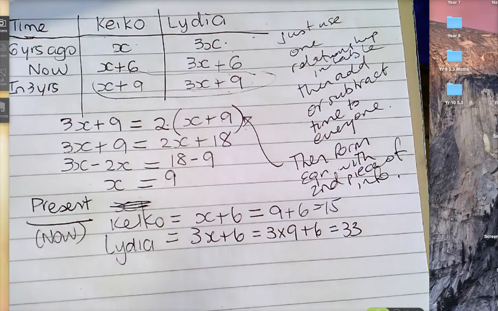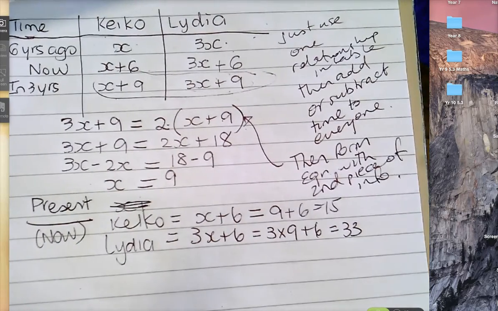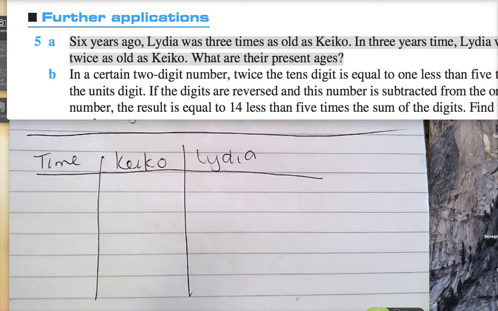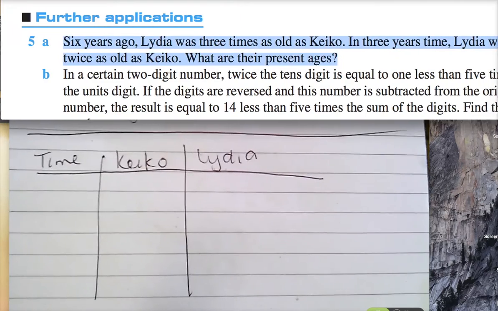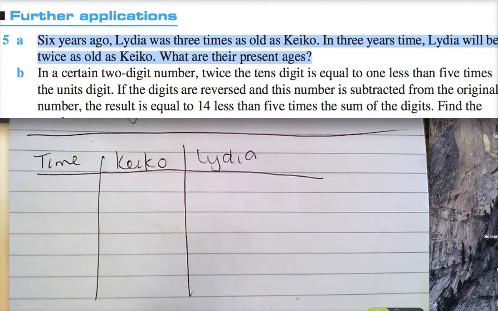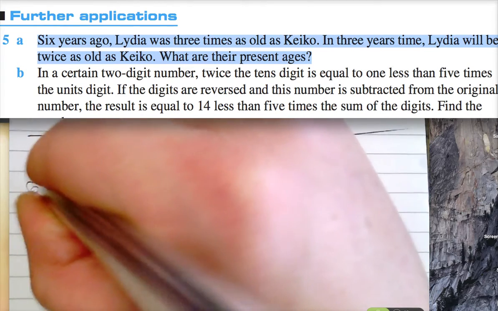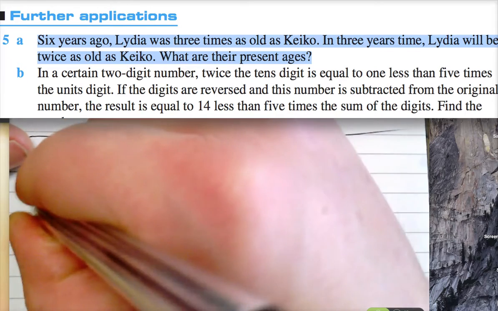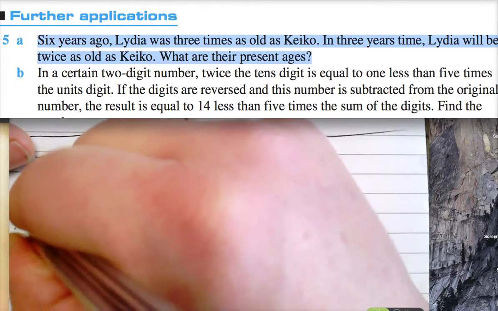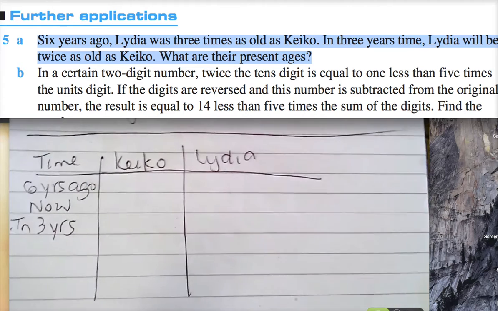Now I'm going to do this question again in a different way, doing the same question again with the information, but I'm starting with different information in the table. So I've got, what have I got? 6 years ago, and in 3 years. When I finish the question.